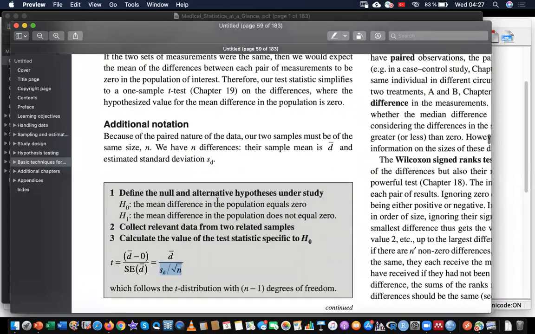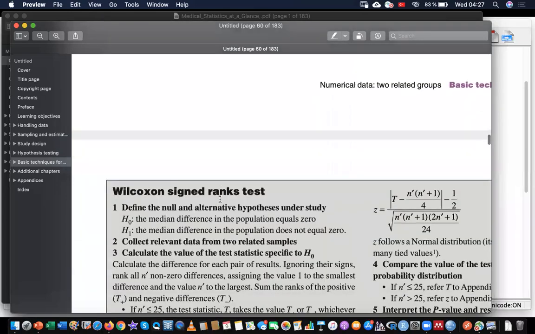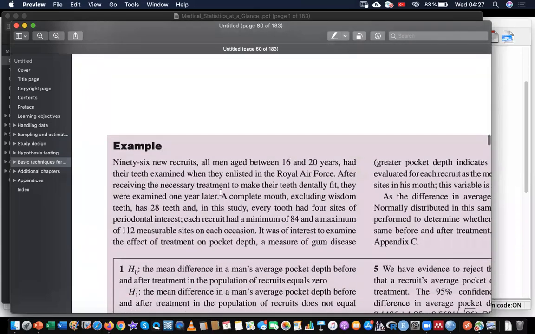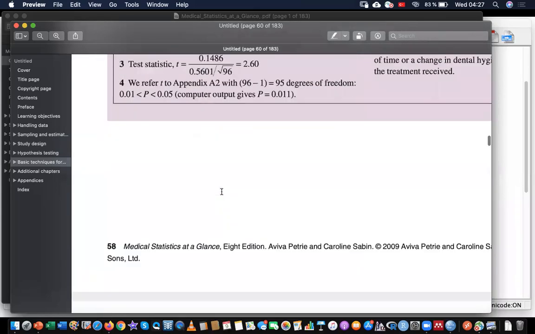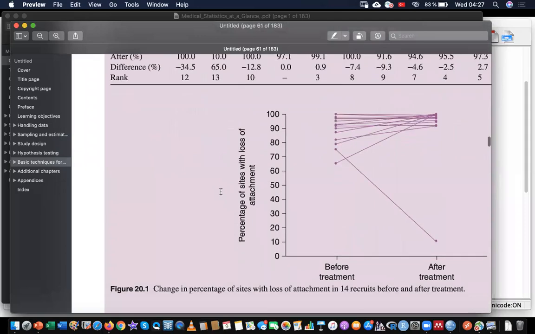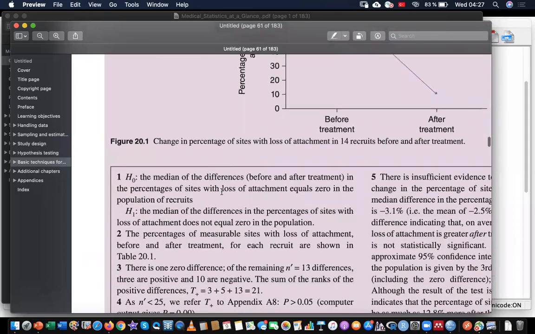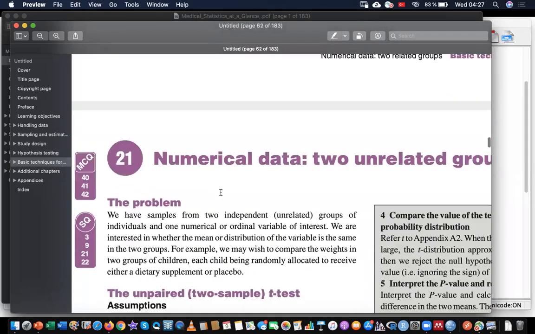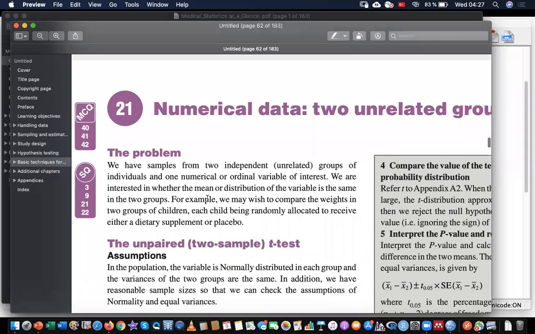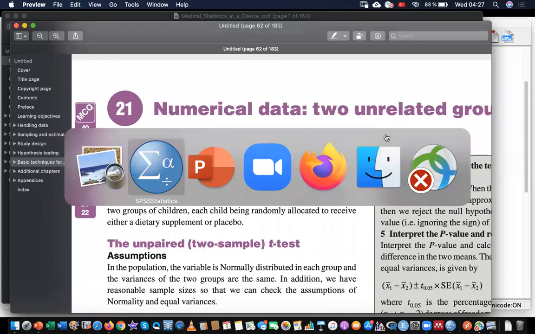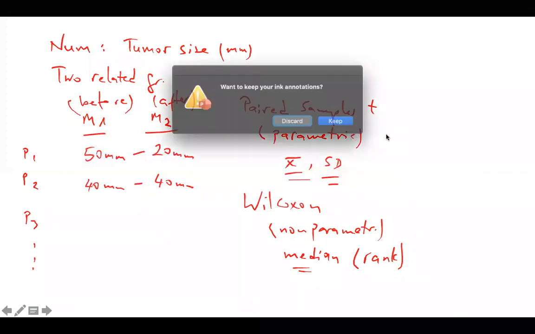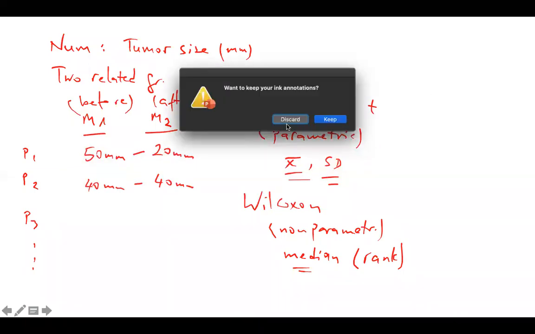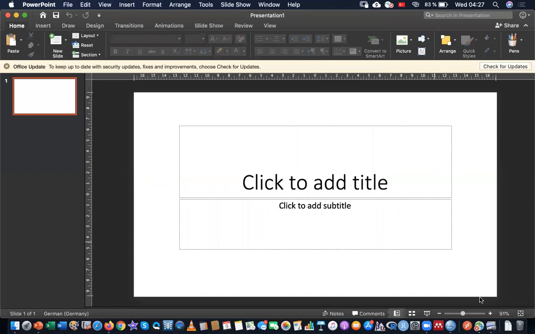Anything else? That's enough, I think. Your questions I will try to answer. But since I have only 40 minutes to finish these two sessions at once, I will go directly over to numerical data with unrelated groups. Discard this. Have a blank screen.